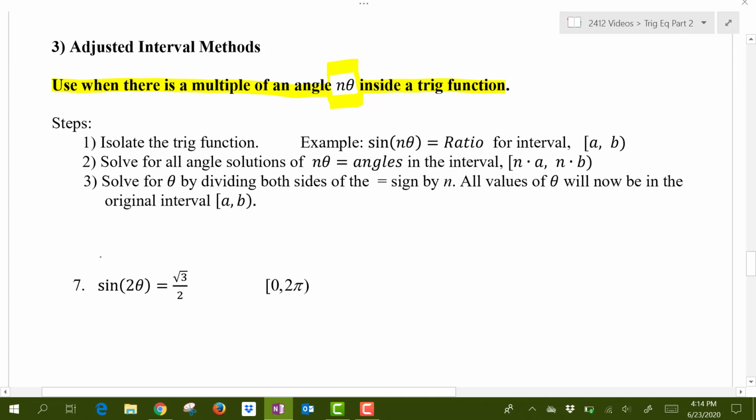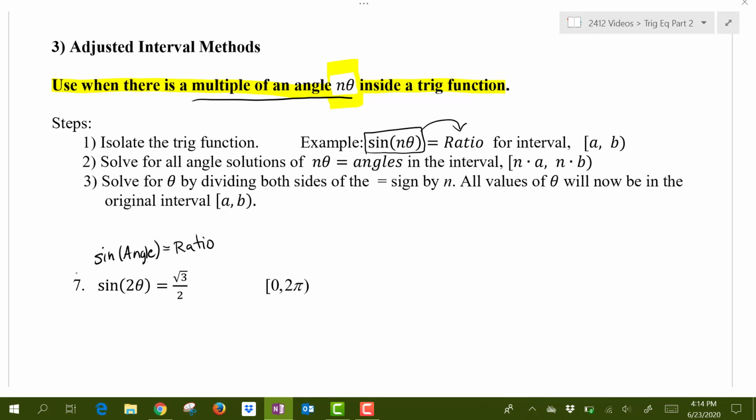Here we have sine of the input angle, and we notice that input angle is some number times theta, so that is what we would call the multiple of an angle. On the other side of the equal sign, we have the ratio. So our first step will be to get the trig function by itself on one side and then the ratio on the other. So step one for us in this example is already done.